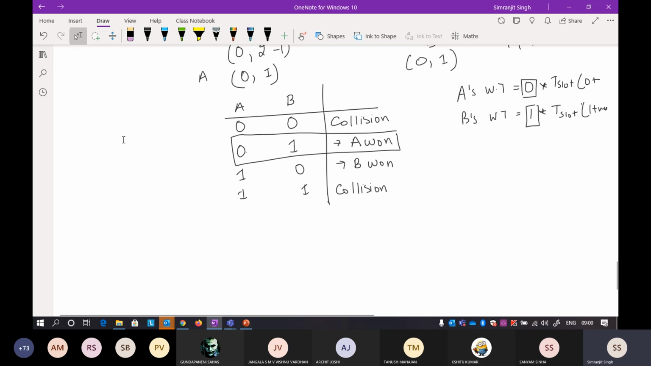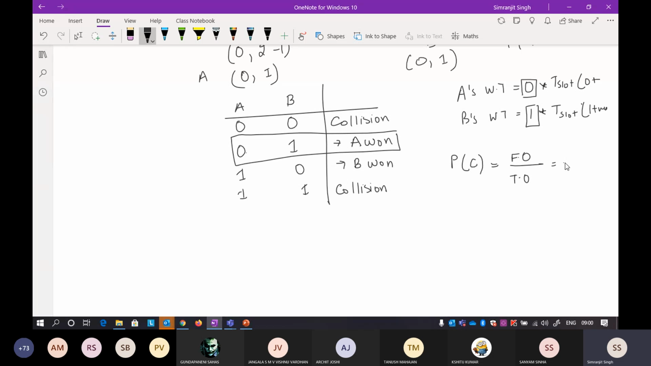Suppose I am taking the same example, because I want to show the disadvantage of this algorithm. If you find out the probability of collision in this case, what is the probability of collision here? The probability of anything is favorable outcomes over total outcomes.